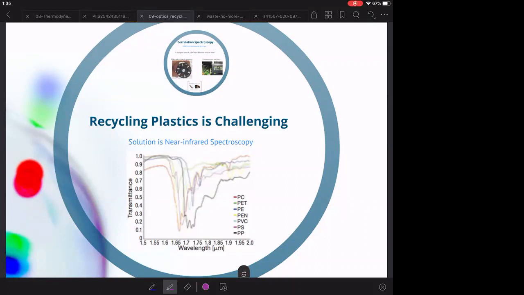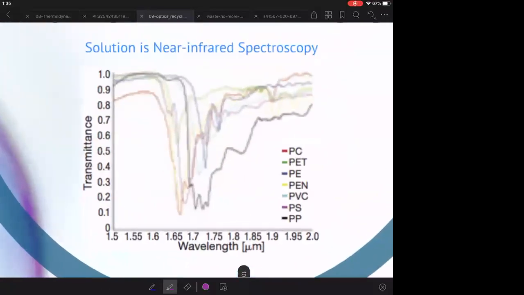Cool. Now, coming back to the lecture, recycling plastics is challenging because all the plastics look the same. So how do you distinguish between the different types of plastics? You have to do something called spectroscopy. This is where optics comes in. Essentially, if you look at the transmission of light through different kinds of plastics, polycarbonate, which is glasses, PET, for example, polyethylene, all these different things have their different signatures.